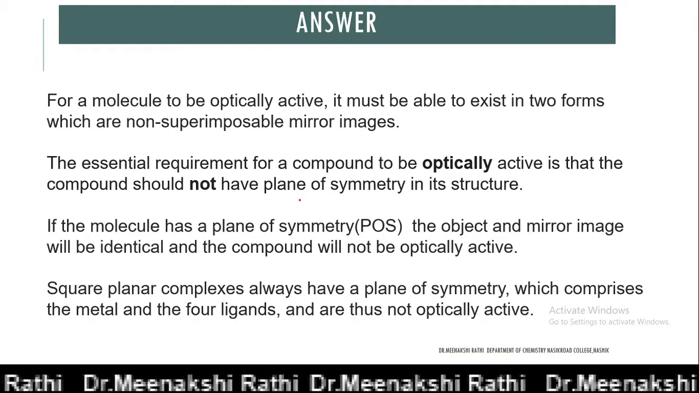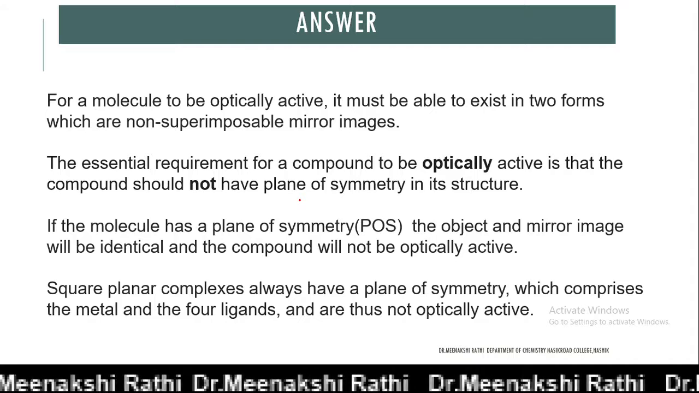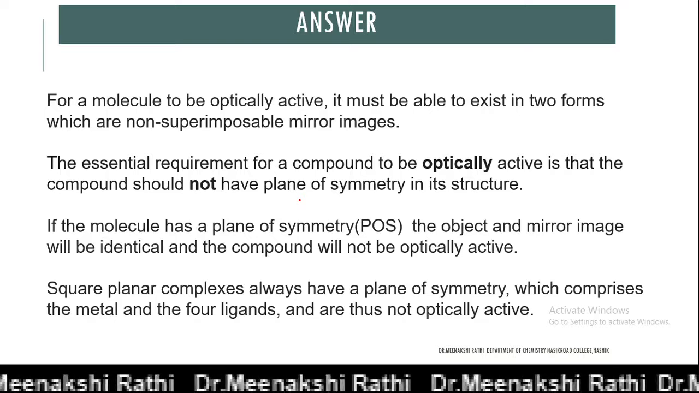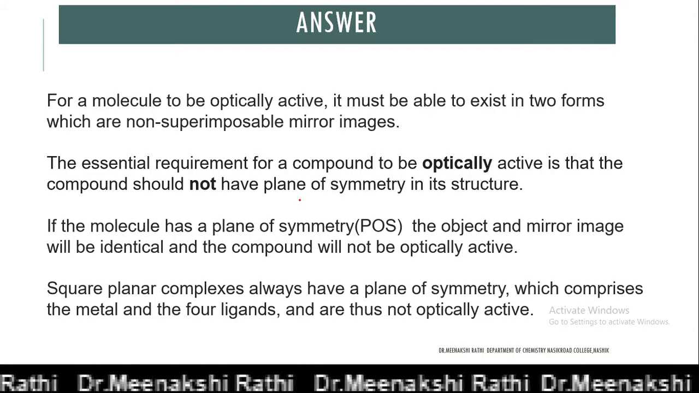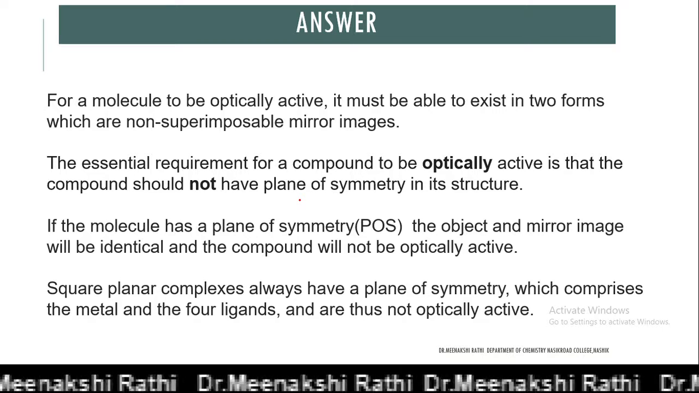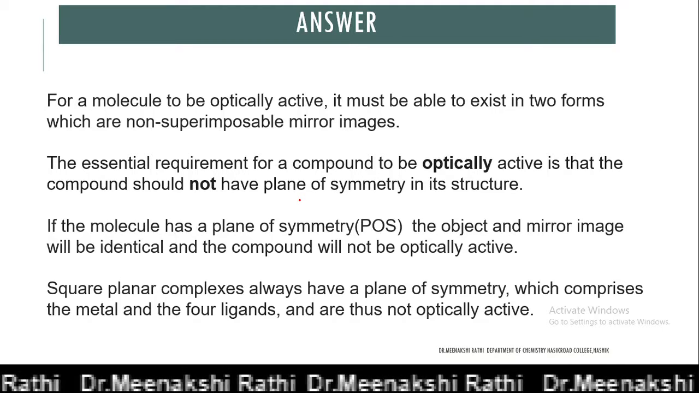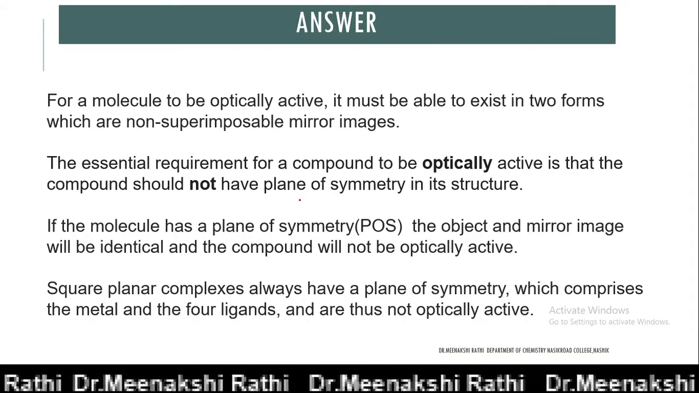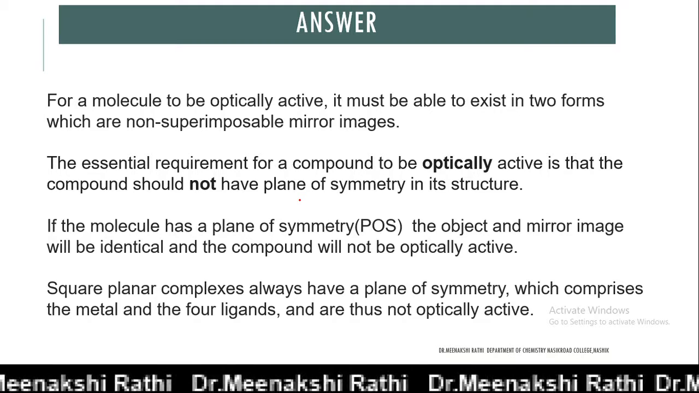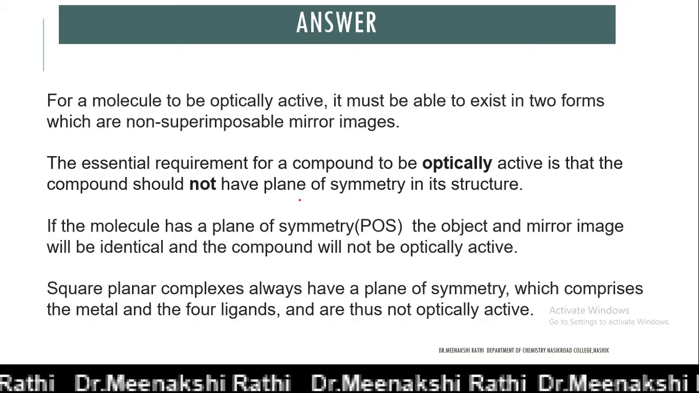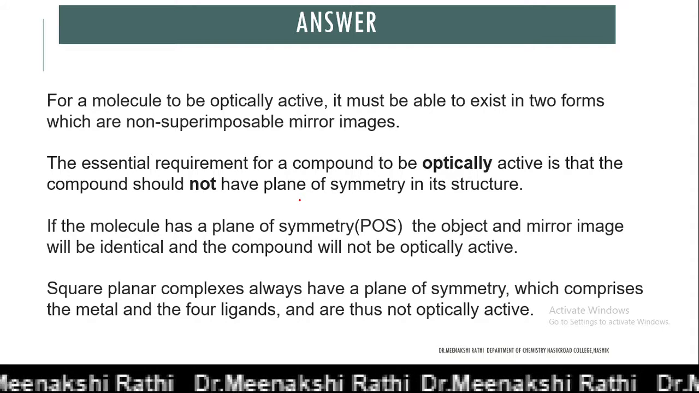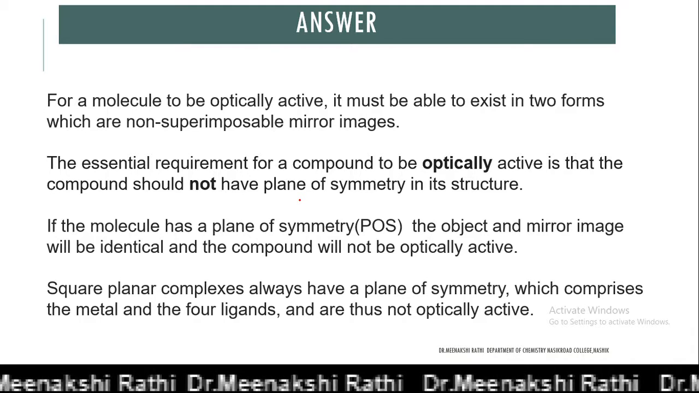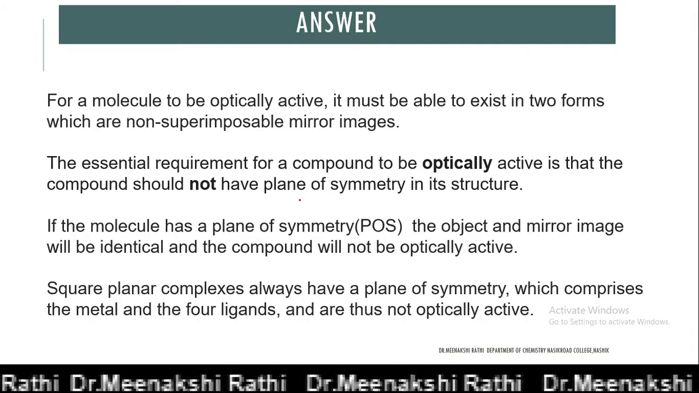for a molecule to be optically active, it must be able to exist in two forms which are non-superimposable mirror images. The essential requirement for a compound to be optically active is that it should not have a plane of symmetry in its structure. That means the molecule should be asymmetric. If the molecule has a plane of symmetry, the object and its mirror image will be identical. They are not non-superimposable mirror images of each other and the compound will not be optically active.